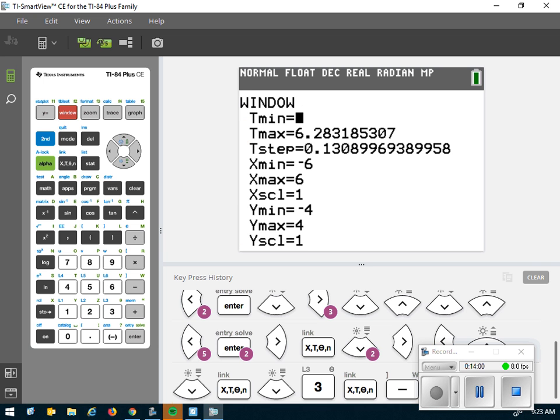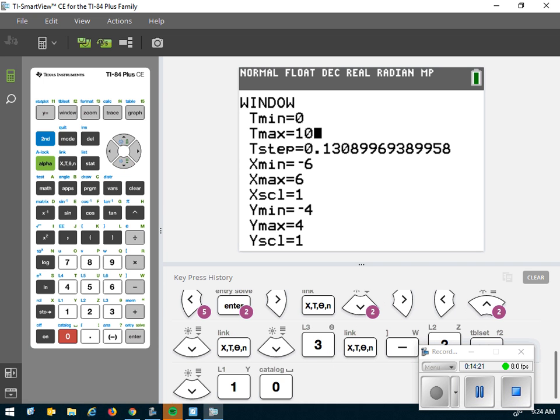Now you're going to need to look at your window. I don't know how yours is set up, but this window is still set up 0 to 2 pi. Well, we don't need that because we're not dealing with trig functions. But if we think about time, I'm going to let my time start at 0, and maybe I want my time to go to 10 seconds. And I'm going to count by 1 second. Now let's leave your x min, x max, y min, y max just like this, because I think that'll kind of make a square window. Now let's graph it.